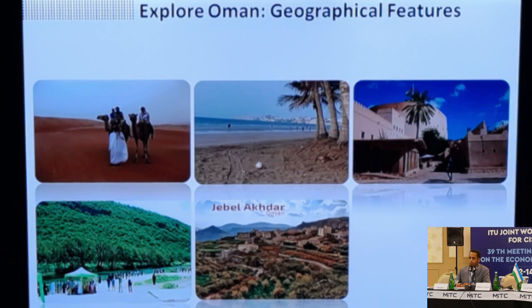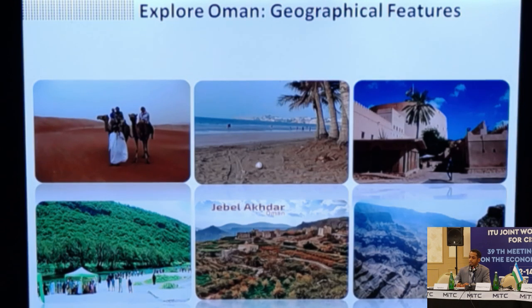Here we have the mountain called Jabal al-Akhtar. It's a green mountain, and Jabal Shams. The height of Jabal Shams, which is the highest in the region, is 3,000 meters above sea level.